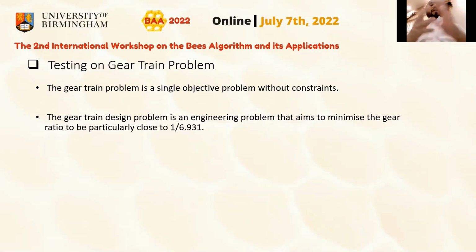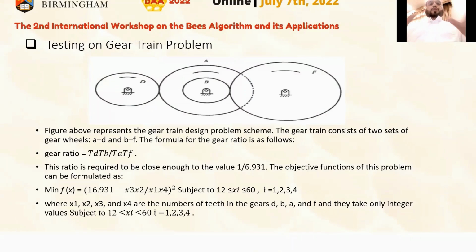The gear design problem aims to minimize the gear ratio to be as close as possible to 1 by 6.931. So the closer, the better the result. This is just to give you a quick overview about the gear train problem.